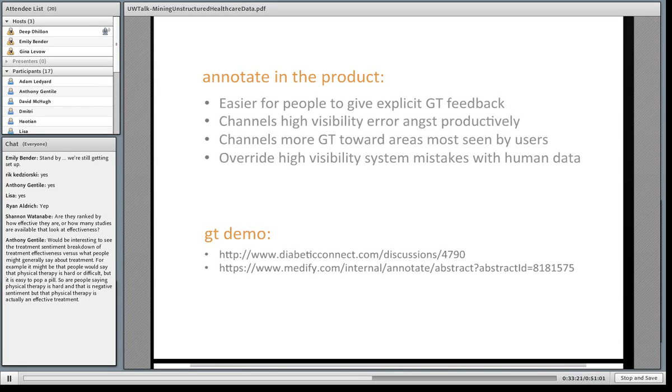The other thing is it creates a biasing effect where you're channeling the ground truth generation to the areas of the product that have more eyeballs on them. So it's decreasing the perceived error rate, and that's surprisingly important. For things in the top 5 results or above the fold, they're going to get a lot more ground truth definition. And finally, in some cases we do override high visibility system mistakes with the actual human data, but it's not a strategy because we have billions of annotations coming out of the machine.